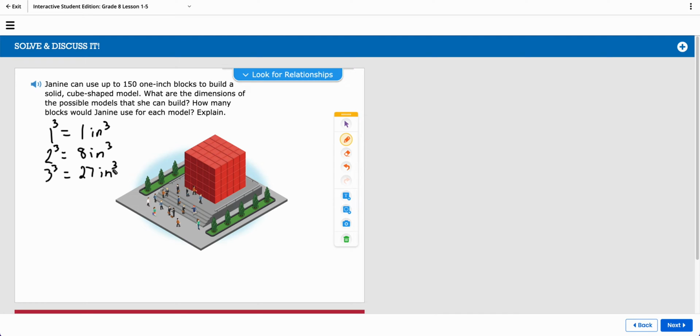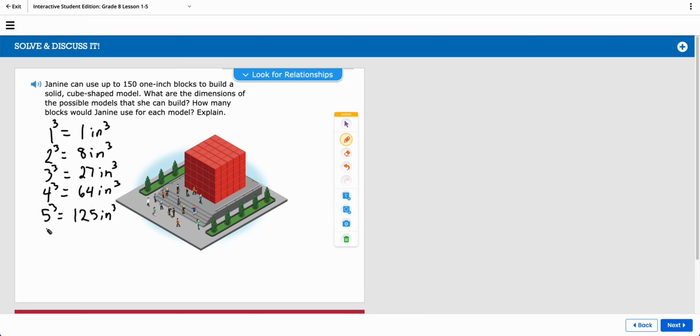By the way, we're just building a list of perfect cube numbers here, right? 1 cubed is 1, 2 cubed is 8, 3 cubed is 27. So we're building a list of perfect cubes. Okay, what would the next one be? 64. 4 cubed is 64 inches cubed. Okay, now the numbers are starting to get big real quick, right? 5 cubed is 125 inches cubed.